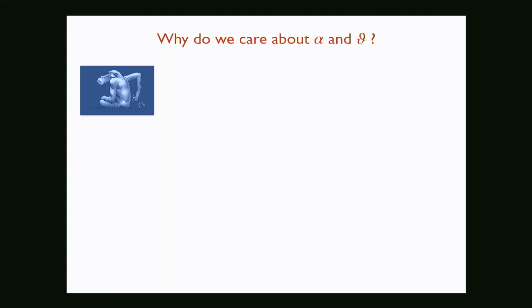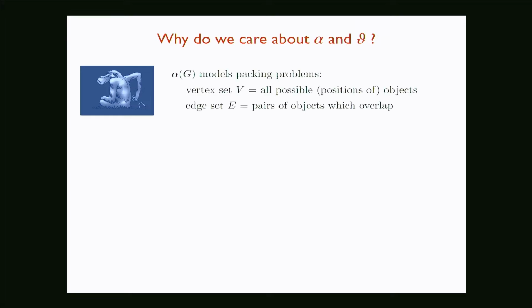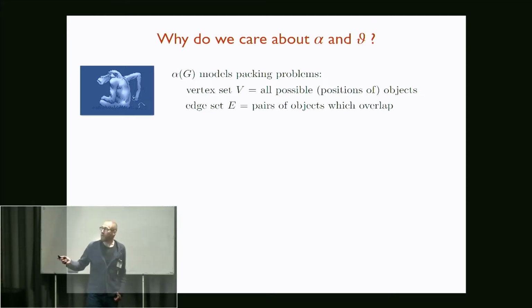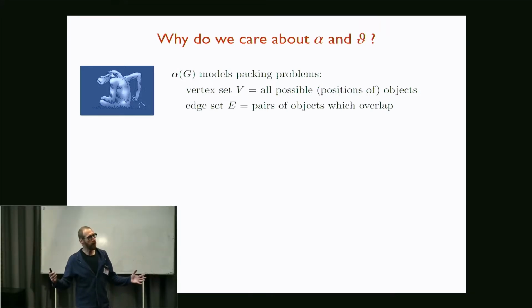Okay, but why do we care about alpha and theta? Short answer, alpha, the independence number, can be used to model packing problems. The vertex set corresponds to all possible positions of the objects you want to pack, and you have edges between pairs of objects which overlap. Then an independent set corresponds exactly to a valid packing. Finding a packing which is as large as possible, by density for example, is an interesting problem.